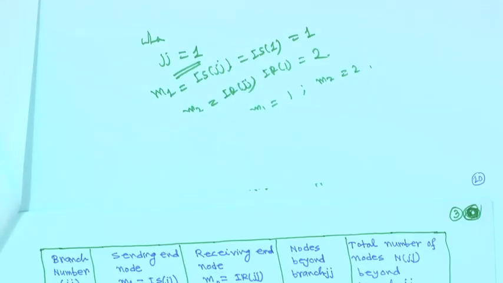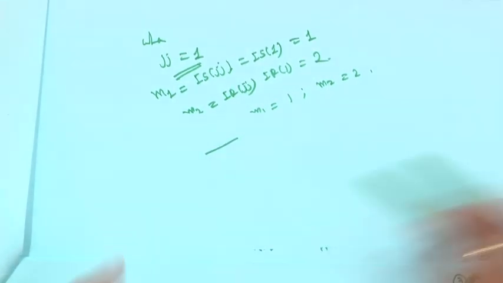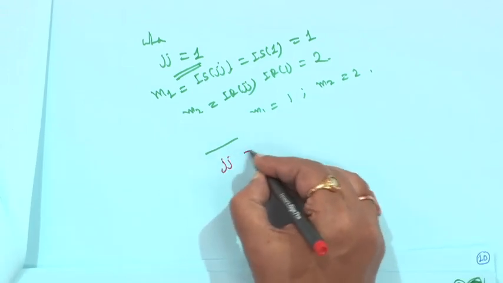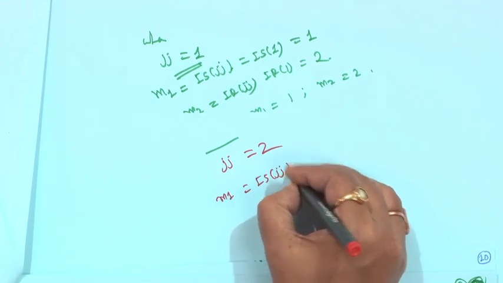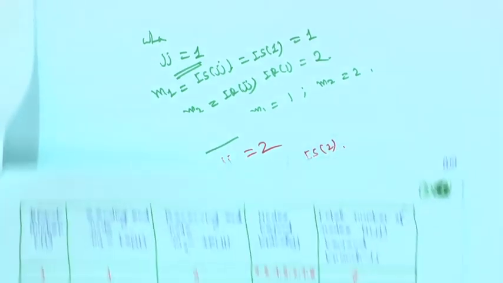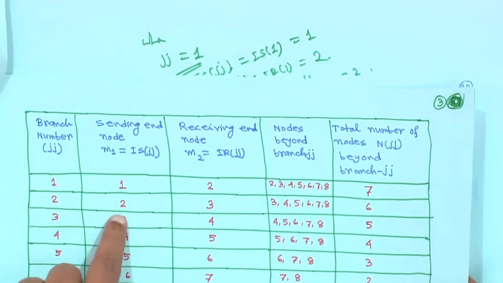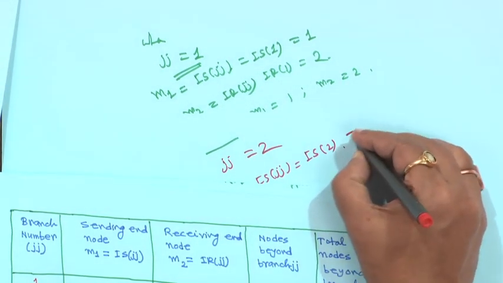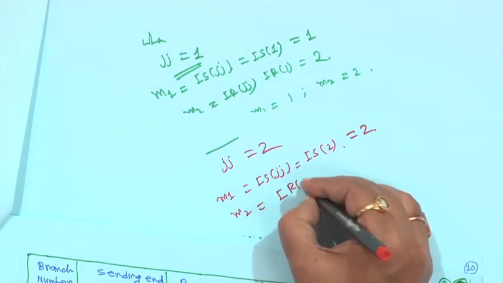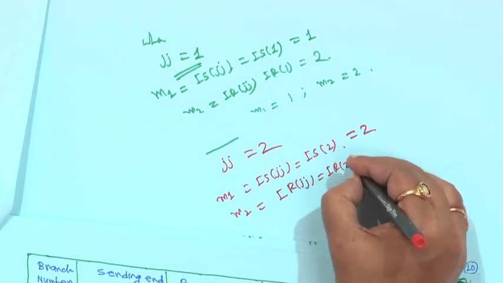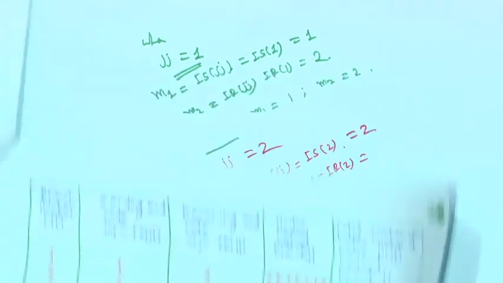Similarly, when JJ is equal to 2, your M1 is ISJJ, which is IS2. From this table, you can get that when branch number JJ is equal to 2, your IS2 is equal to 2, the sending end side is 2. And the receiving end side M2 is IRJJ, which is IR2. First you make this table on your own. This is 3.